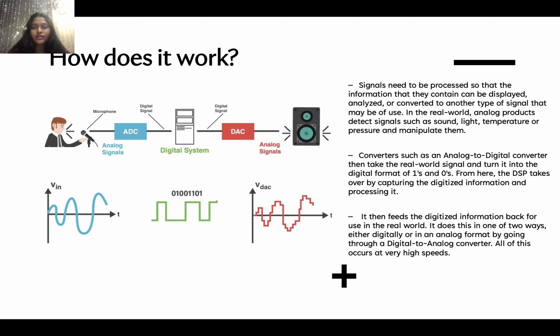In the real world, analog products detect signals such as sound, light, temperature, or pressure and manipulate them. Converters such as analog to digital converter then take the real world signal and turn it into a digital format of ones and zeros. From here, the DSP system takes over by capturing the digitized information and processing it. It then feeds the digitized information back for use in the real world. It does this in one of two ways, either digitally or in analog format by going through a digital to analog converter. All of this occurs at very high speeds in a very short time.